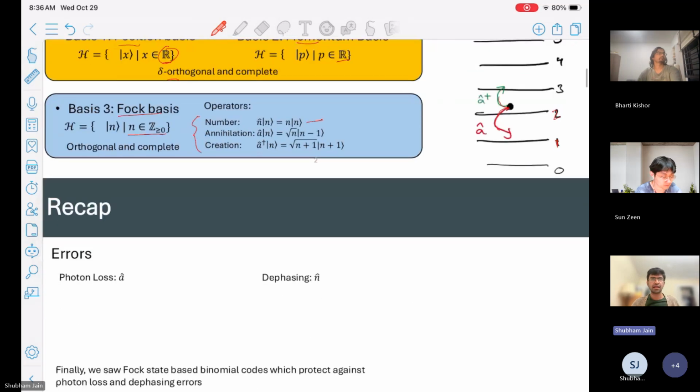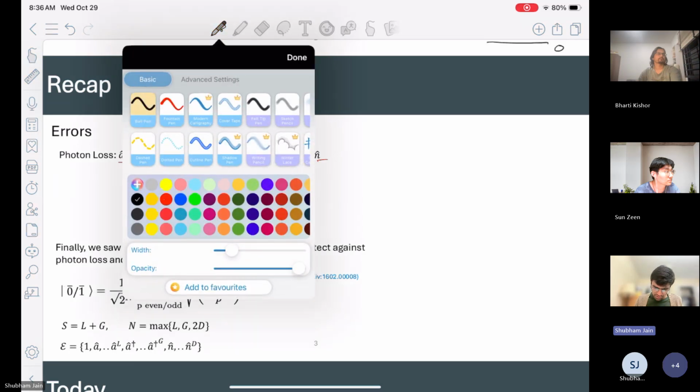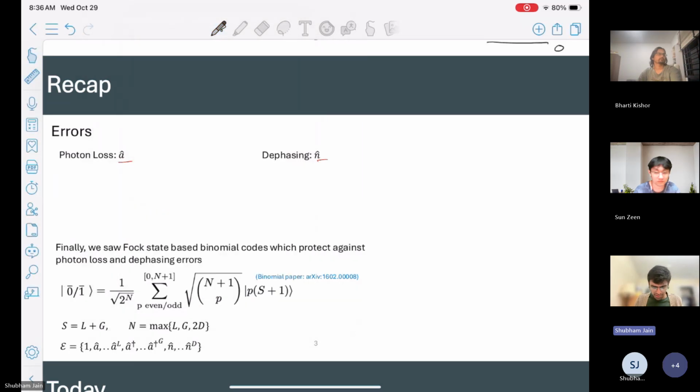Then we also looked at two basic error models, which were photon loss and dephasing errors. Just to remind ourselves, photon loss is implemented by the annihilation operators. So they work like this. If you have a state somewhere in your Hilbert space, n equals n naught, then an annihilation operator, which is a Kraus operator of this error channel, would bring you down one level to n equals n naught minus 1.